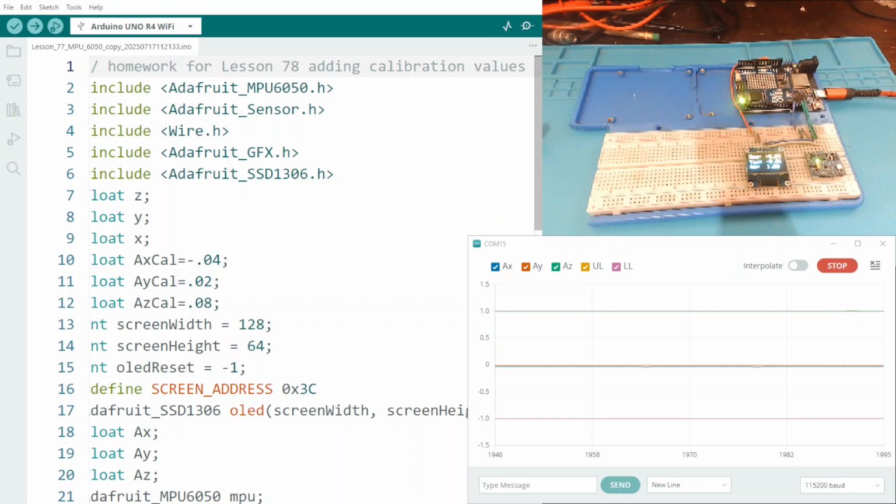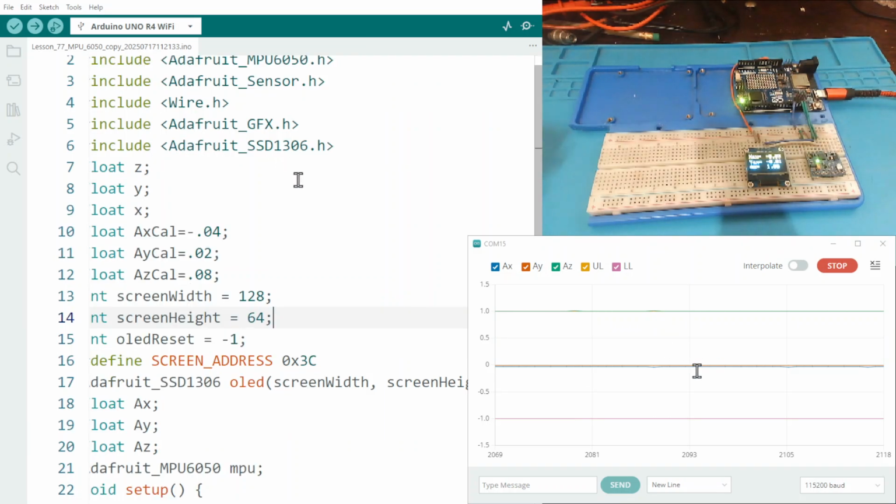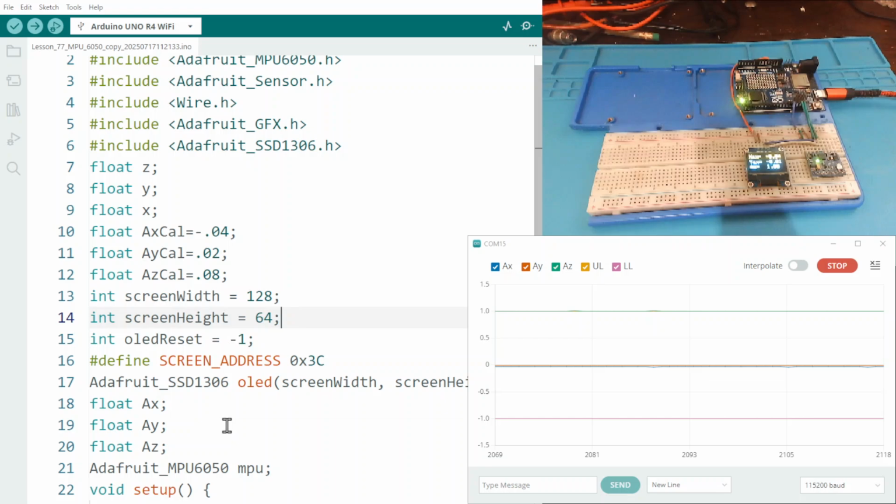Well, in this case it's just offsets, because I didn't see any reason to go further. It was just a scalar offset. Okay, here's my homework software. What I did was, instead of AX, AY, AZ, I set up a Z, a Y, and an X.